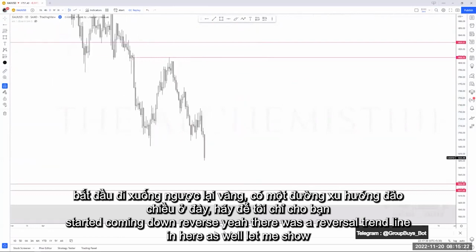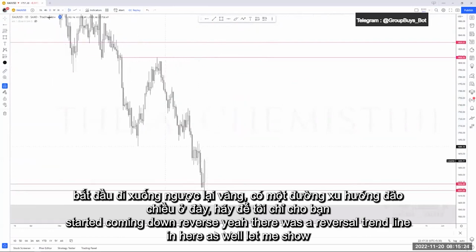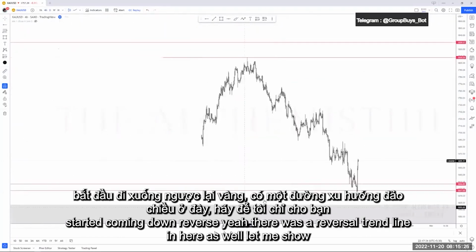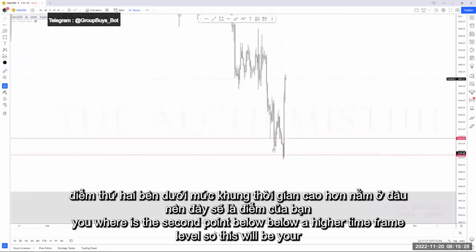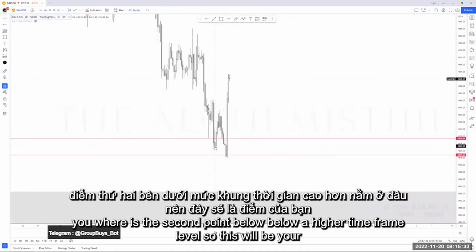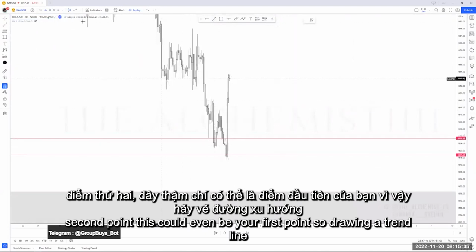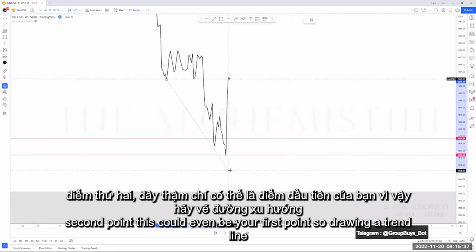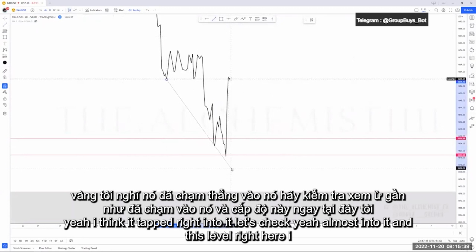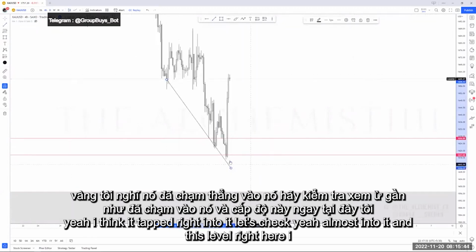So price started coming down. There was a reversal trend line in here as well. Let me show you. Where is the second point? Below a higher time frame level. So this will be your second point. This could even be your first point. So, drawing a trend line. Yeah, I think it tapped right into it. Let's check. Yeah, almost into it.